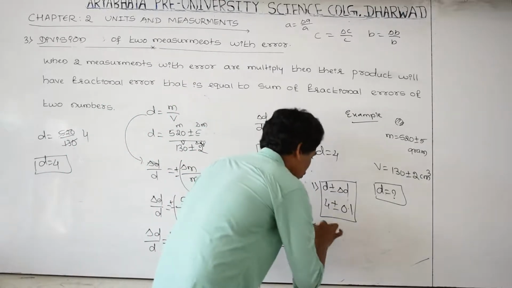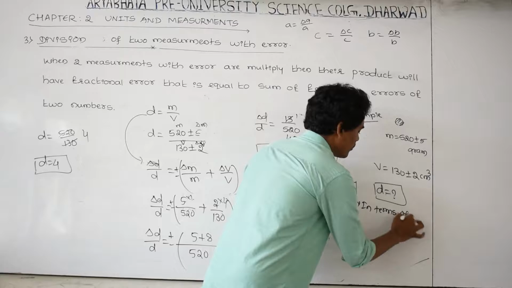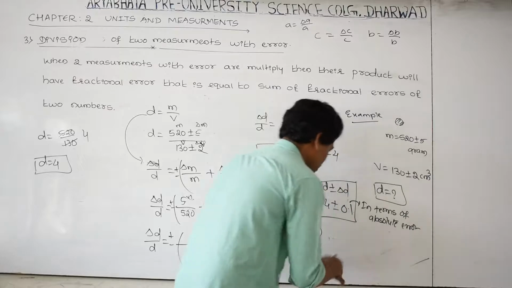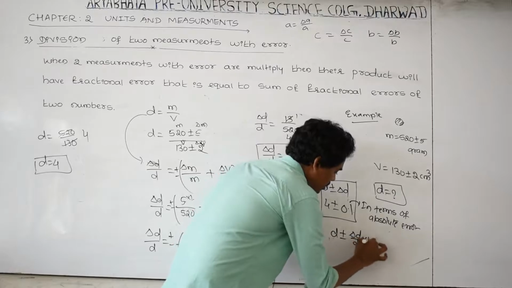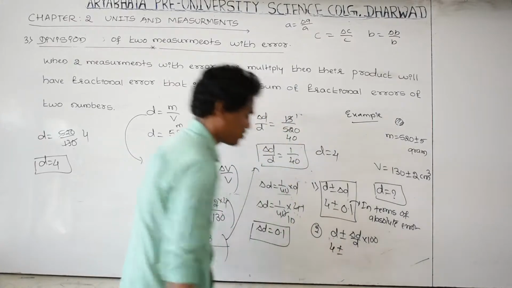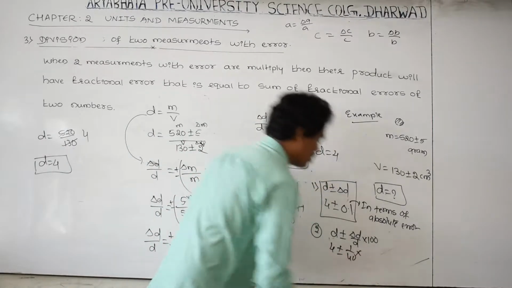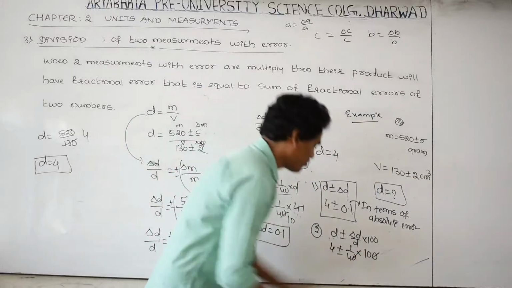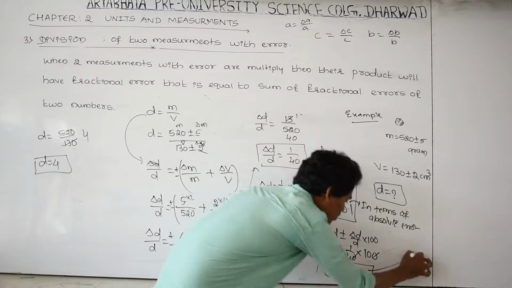And what is the second way to express the answer? It is in terms of percentage error. That is D plus or minus delta D by D into 100. What is D? 4 plus or minus. What is delta D by D? That is 1 by 40, into 100. The zeros get cancelled, and 10 by 4 is equal to 2.5. 4 plus or minus 2.5 percent. This is the second way of answer.